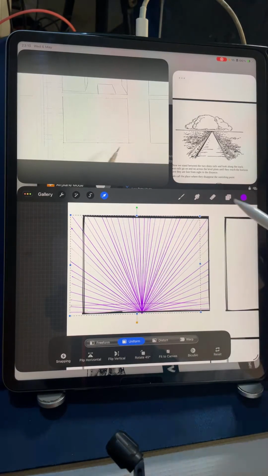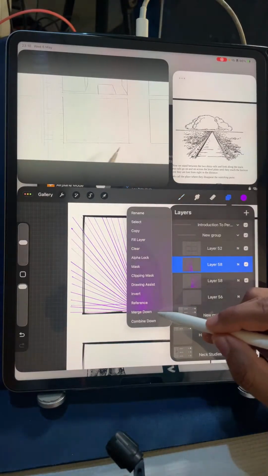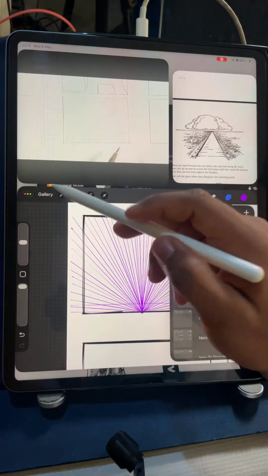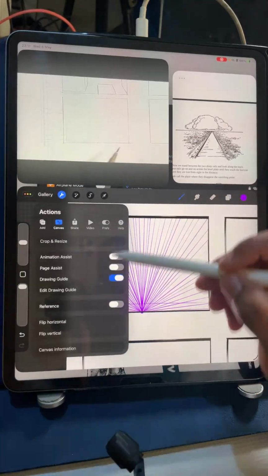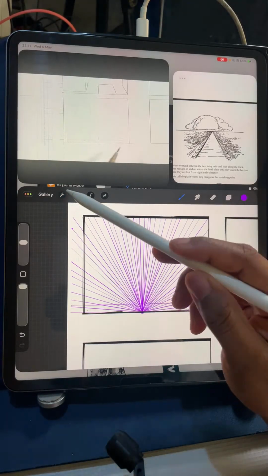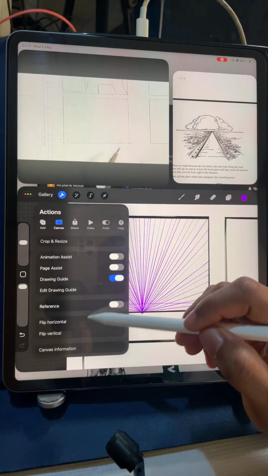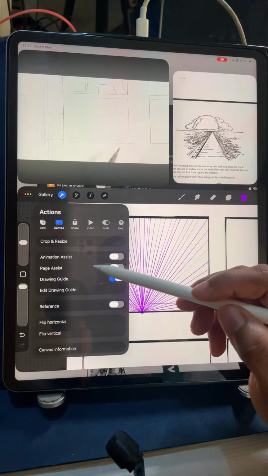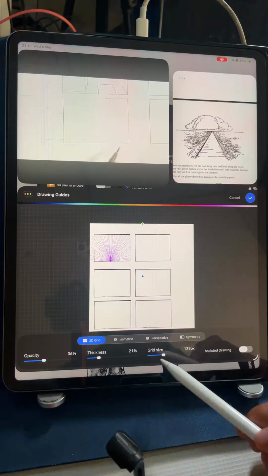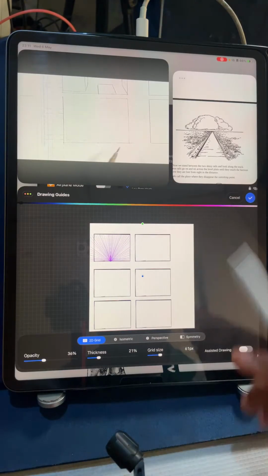Okay. Yeah, I think this is good. I'm going to just edit my canvas because I usually have grid lines on my canvas. Where is it? Edit drawing guide. And I'm going to add a lot of grid lines.